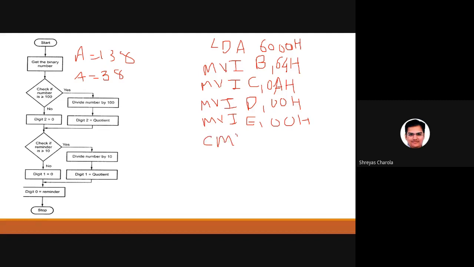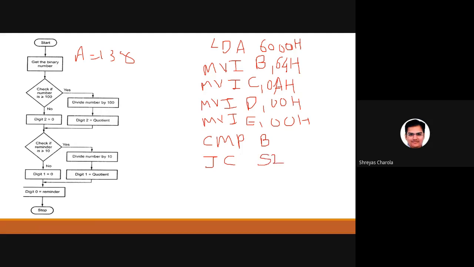So I'll write compare B. That means A will be compared with B and the carry flag will be set. If A is greater than B, carry flag will be 0. If A is less than B, the carry flag will be set to 1. So now here I'll check this. For this, the carry flag will not be checked. So I just want to write if the carry flag comes, I'll go directly to the next or directly go to step 2. For that, I am writing the label as S2.